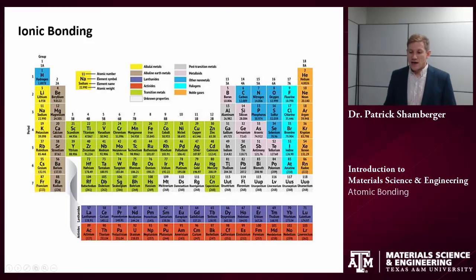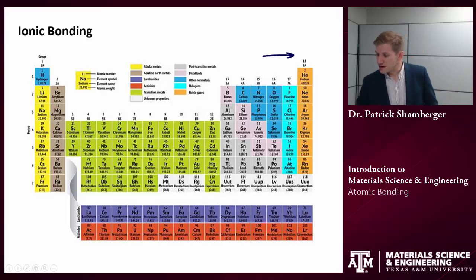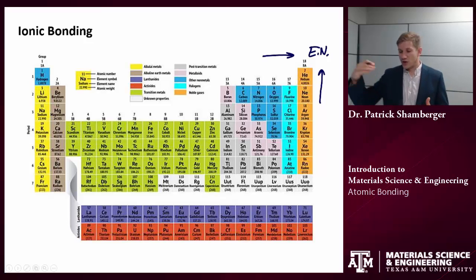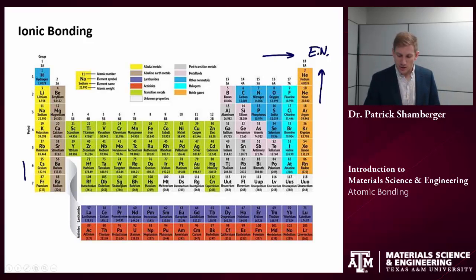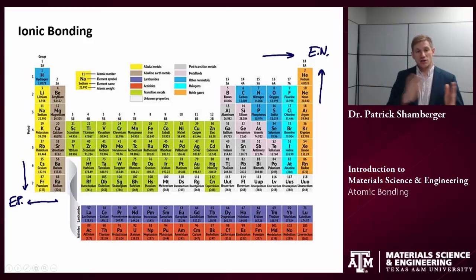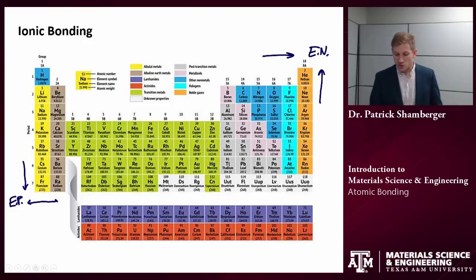Now, ionic bonding is something that occurs when we combine a very electronegative atom, something that wants to steal electrons, with a very electropositive atom, something that wants to give off electrons. So remember, electronegativity increases as I go to the right and as I go higher up on the periodic table, while electronegativity decreases and atoms become more electropositive as I go to the left and to lower and lower rows. So these atoms want to give up electrons, they want to become cations. Electronegative atoms want to accept electrons and become anions.